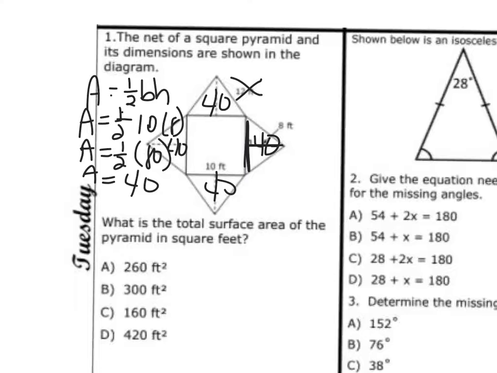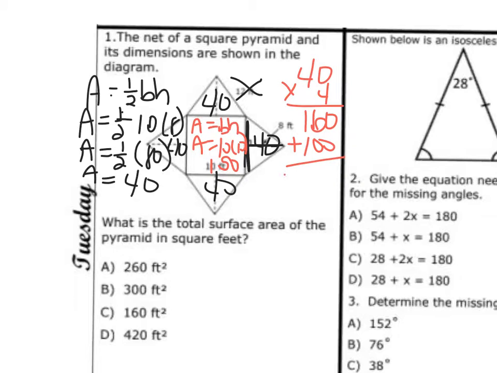Okay, so then all we have to do now is find the area of the square. So the area of the square would be what? It's going to be 100 because it's going to be 10 times 10, which is 100. Okay, so now that we have the area of everything, all we have to do is do 40 times 4, because there's 4 triangles, right? That's 160 plus 100. So that means the total surface area is 260 square feet.